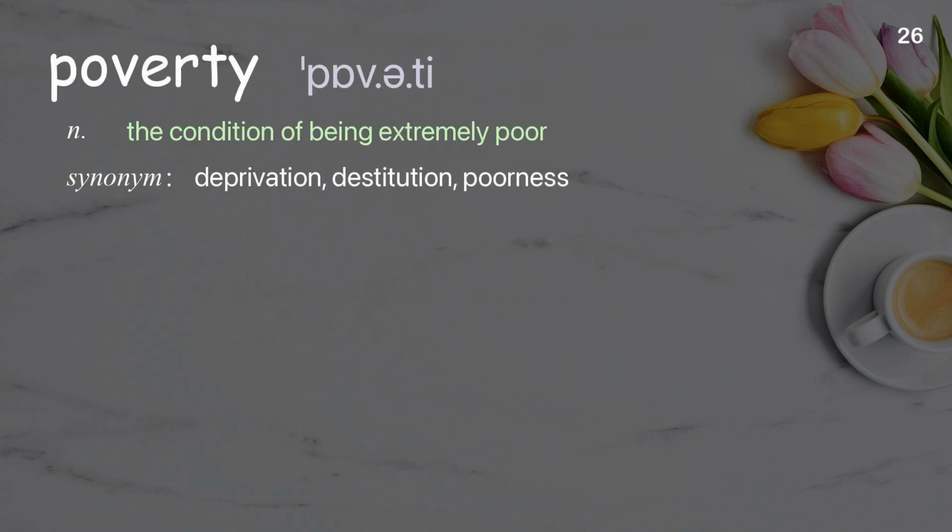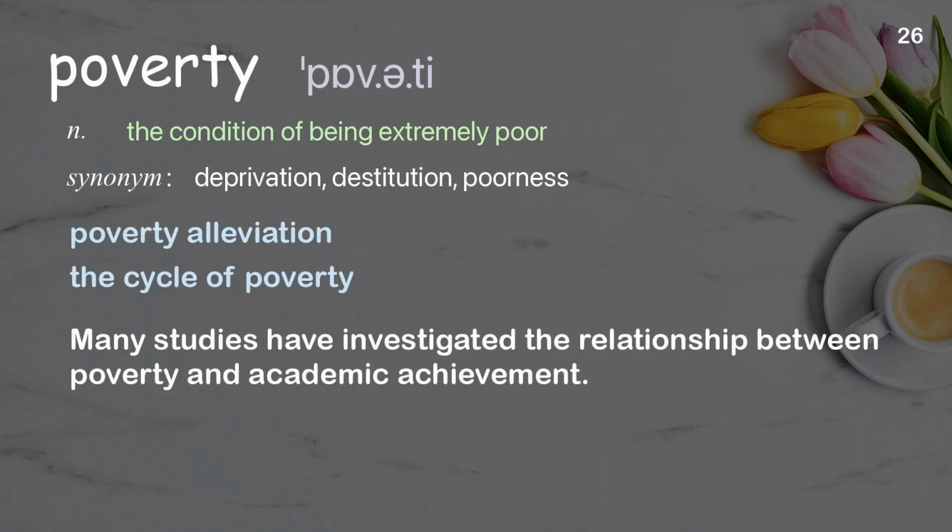Poverty. The condition of being extremely poor. Examples: Poverty alleviation. The cycle of poverty. Many studies have investigated the relationship between poverty and academic achievement.